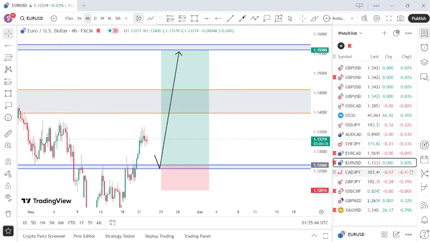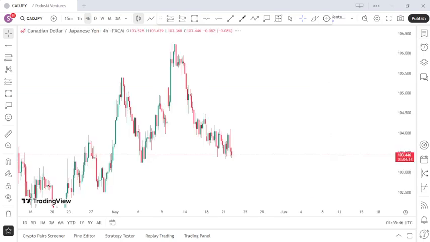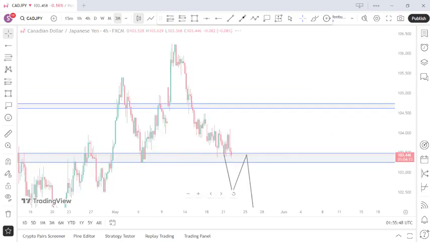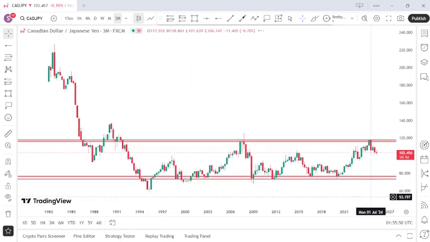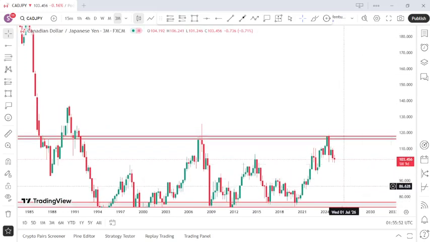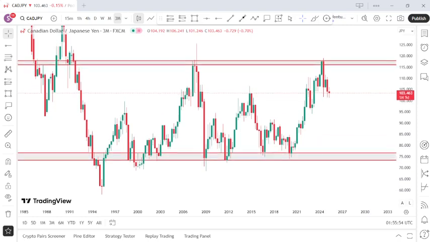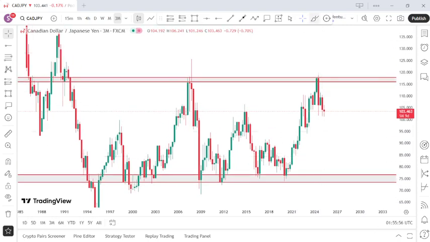So the next pair on the list is CADJPY. On CADJPY, we are starting from the 3-month time frame, and I have my 3-month upper zone and my 3-month lower zone. So on CADJPY from the 3-month time frame, we are looking at a downtrend.